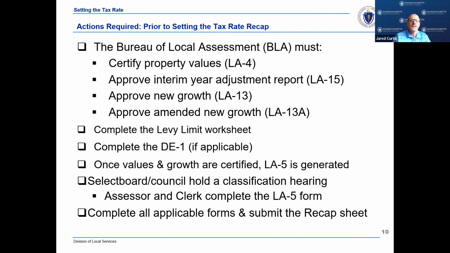Once a community's values and new growth have been approved, an LA5 is generated. I will discuss this form towards the end of the presentation, as it is one of the last things that must occur prior to submittal of your community's tax rate. The Select Board or City Council hold a classification hearing in which the assessor informs them of the ability to have a single or split tax rate, as well as local options that can be adopted. The levy limit worksheet and the DE1 for debt exclusions, if applicable to your community, must also be completed. Andrew will be discussing both forms in greater detail during the presentation.